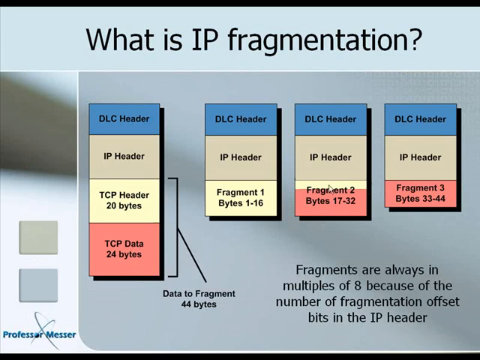The fragments, you're going to find they're always in multiples of 8. There is only a certain amount of space in the IP header to specify where the offsets are. So the offsets are set up in 8-byte fragments.